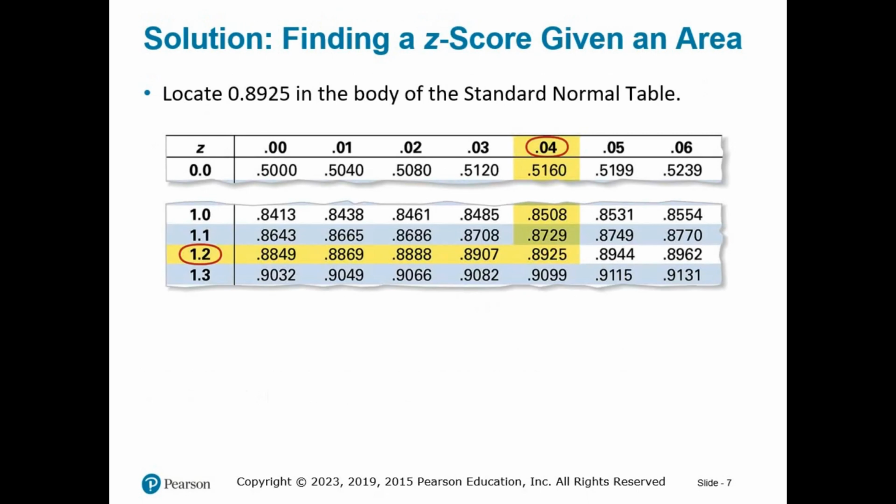We find 0.8925 in the standard normal table in the middle area. Then we look across to the side to find the beginning of the z-score. That would be 1.2 for this one. Then we look up for the hundredths place. For this, it's 0.04. So our entire number, or z-score, is 1.24.